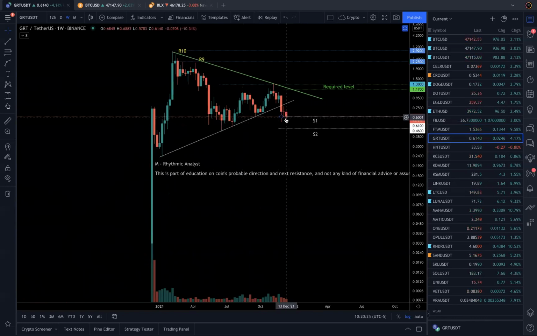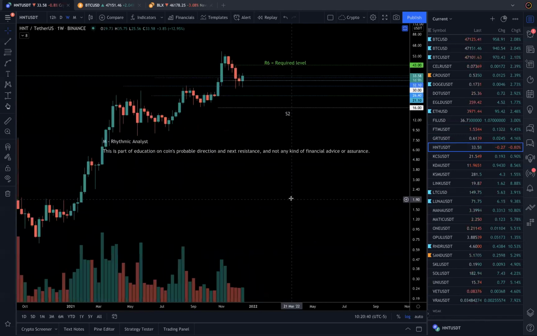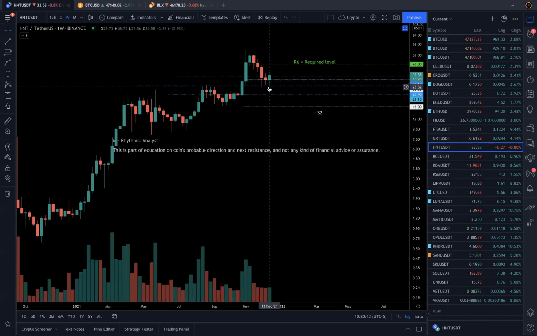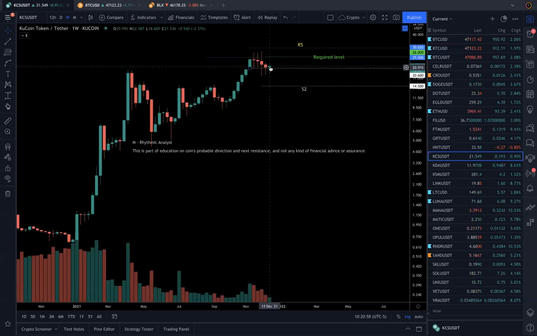GRT, the downward pressure is still high on S1, on edge, up by 4%, but on edge there's still a dark red candle. HNT is much better. Good bounce from this one, right? It is coming close to the required level, much better. So this is holding up pretty well, showing strength here. KCS is showing strength, right? It's not losing its value. Very positive.